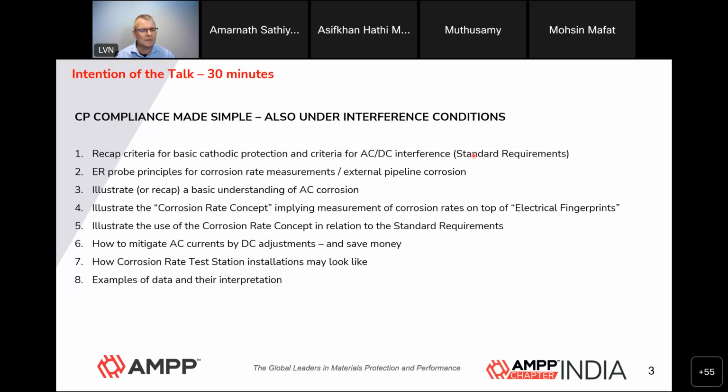And also bullet number 6, how to mitigate AC currents by DC adjustments and save money. And this is what Amajit promoted a little bit on how can we do that a little bit easier, or how can we combine at least DC adjustment and grounding system in order to save some money. Also, how does a corrosion rate test station installation look like? And I have some examples of data and their simple interpretation.